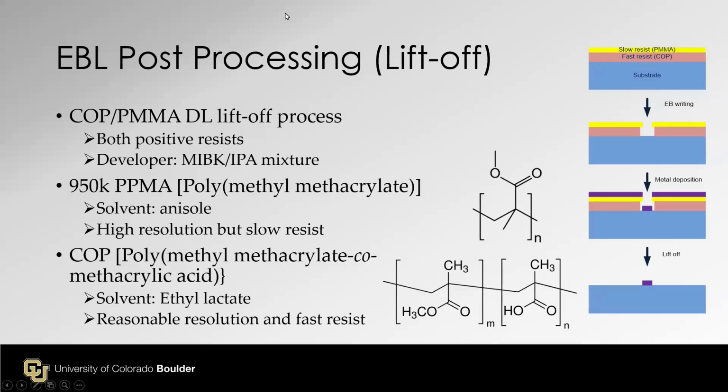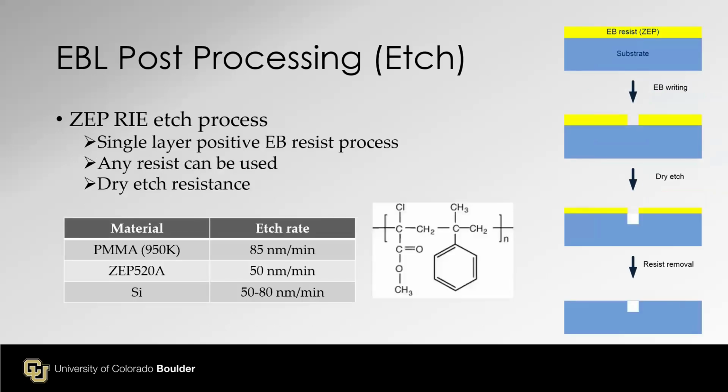COP, copolymer, co-methyl methacrylate, co-methyl acrylic acid. This is a much faster resist. So when you are exposing to E-beam, COP will be exposed more. So it creates an undercut shape, which is ideal for the lift-off process. And after you deposit metal and strip the resist, you have a thin line left on the resist. This is the lift-off process.